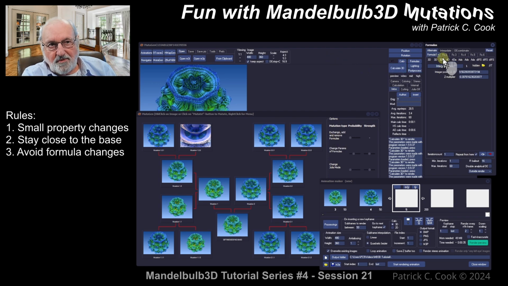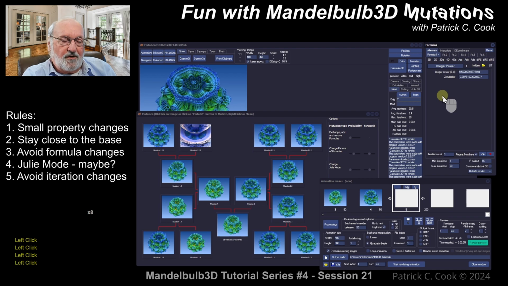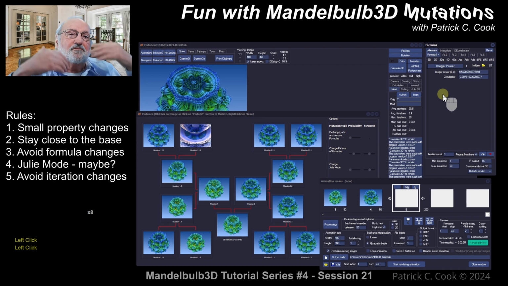Now, when I say formula changes, I'm talking about formula assignments. It just doesn't work, whether you do it manually or with MutaGen or whatever. Obviously, we're talking about the modification of the graphic in terms of animation. We're not talking about camera movement. We're only talking about the change of the graphic being animated.